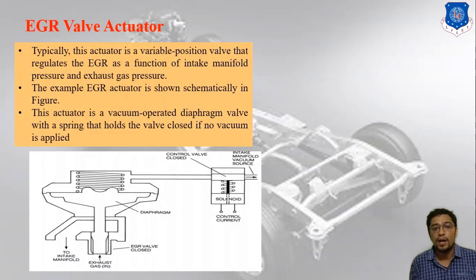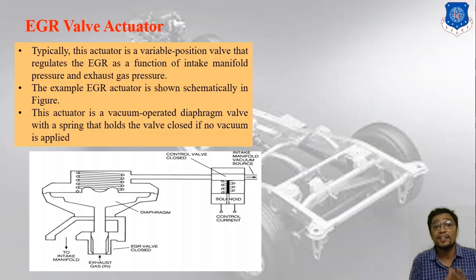So basically, how can it be helpful? Here in the image, on the left side you can find the intake manifold, in the middle the exhaust gas, and on the right the EGR valve, closed. There is one solenoid, as I discussed earlier. What is a solenoid? So how does the EGR valve actuator work?